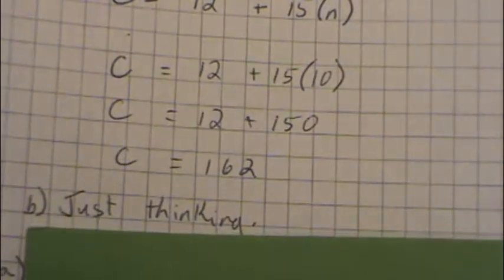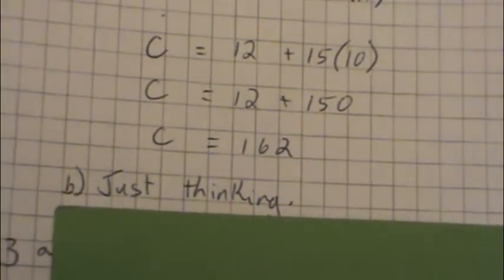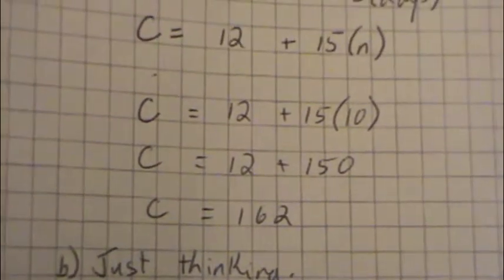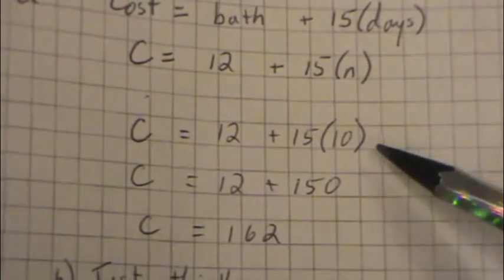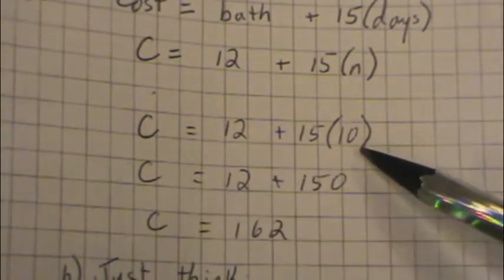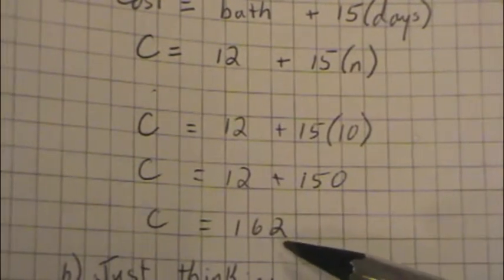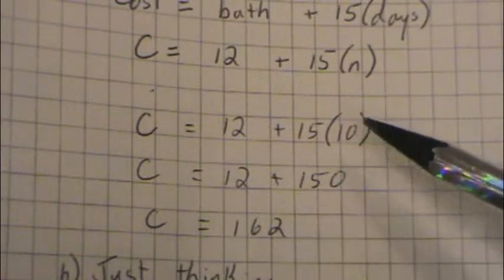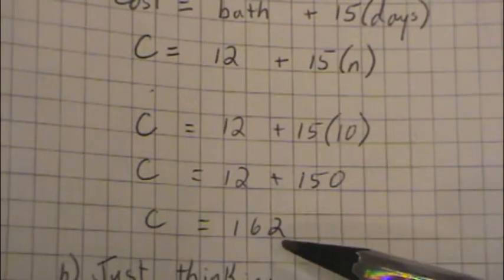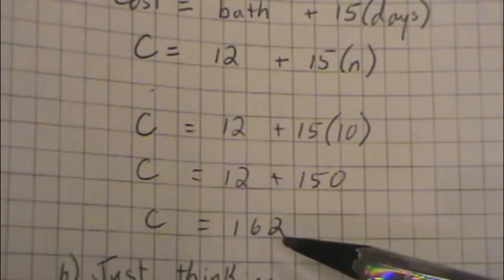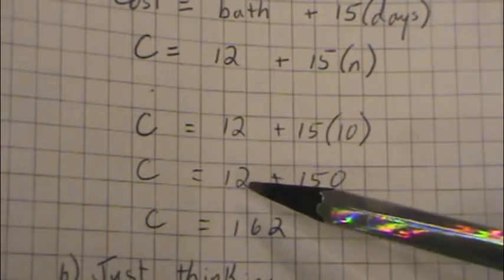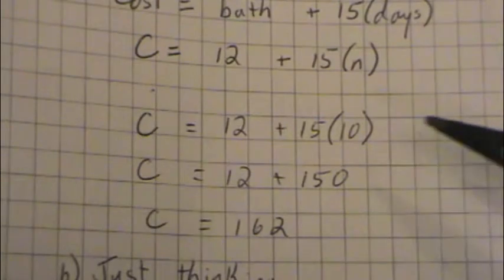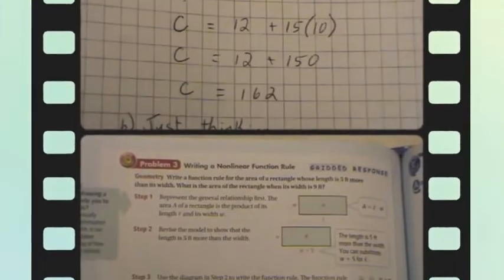That's nice. Letter B, you are, as I said, just thinking. They asked, remember, if the dog stayed for half the time, so if the dog stayed for 5 days, would that cut the cost in half? And I know that you all thought about that and you said, why, no, it wouldn't cut it exactly in half because we still have to add $12 to whatever we come up with. And if you don't believe me, then you can try it out.